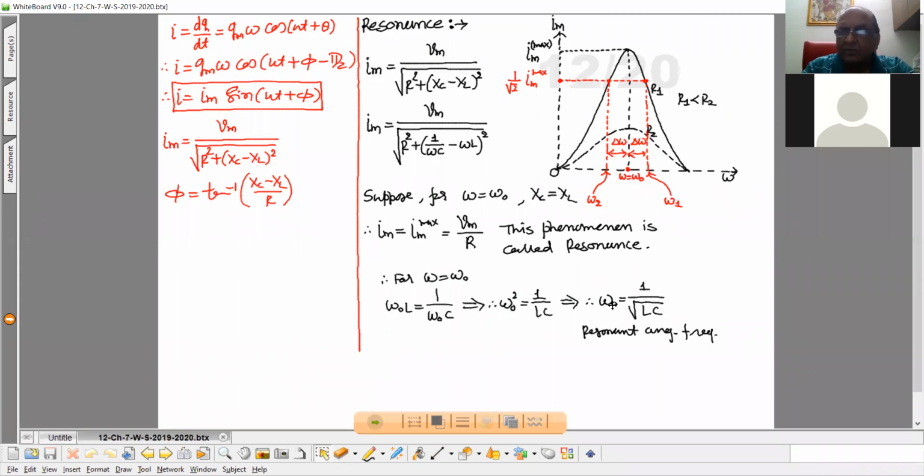So when the frequency is equal to 1 upon root LC, at that time this phenomenon of resonance takes place. So this frequency is called resonant angular frequency. And simply here you can write 2 pi f0 also, and f0 is 1 upon 2 pi root LC. So that is called resonant frequency. Simple. Clear to all of you? Any doubt in this one?